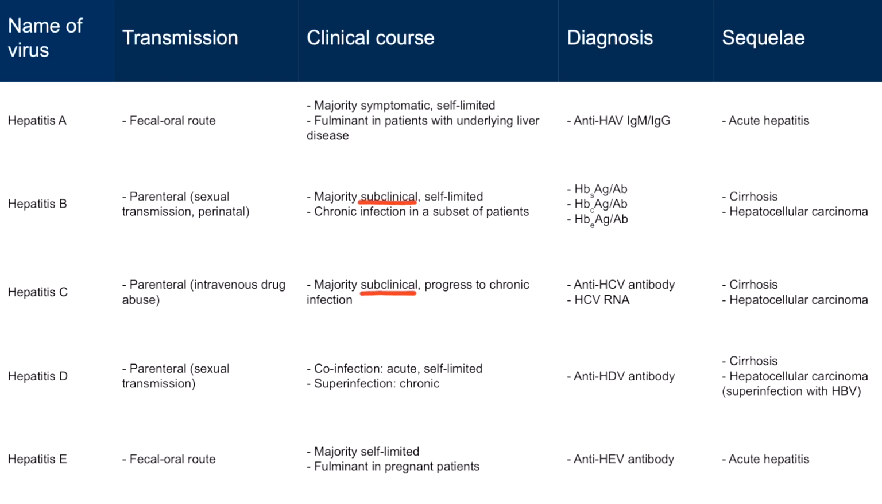Hence, it's not unusual for a patient to have a chronic infection with these viruses and may be completely unaware of it. The mainstay of diagnosis for viral hepatitis is serological tests. We'll discuss these in detail with each individual virus. The last thing to note here is that when hepatitis viruses B, C, and D are a superinfection with hepatitis B, it can result in grave sequelae, including cirrhosis and hepatocellular carcinoma. This is not a problem with hepatitis A and hepatitis E, which only cause acute hepatitis.